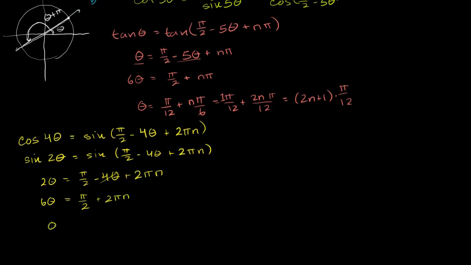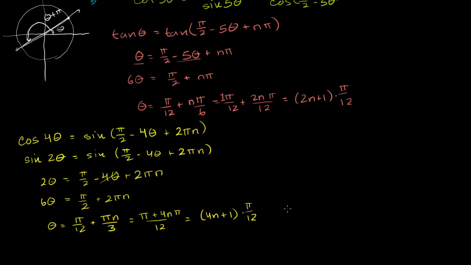We get theta is equal to pi over 12 plus pi over 3 n, right? 2 divided by 6 is pi n over 3. Now we can put it over a common denominator just to simplify things. So we have over 12. Pi n over 3 is the same thing as plus 4n pi over 12. Or we could write this as 4n plus 1 times pi over 12.